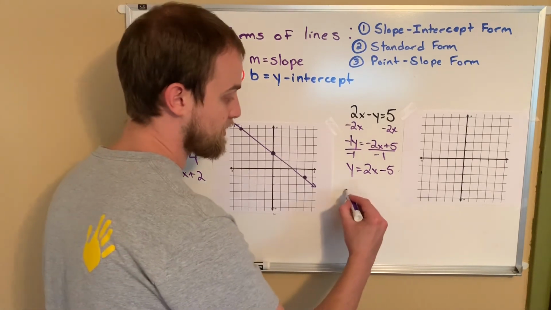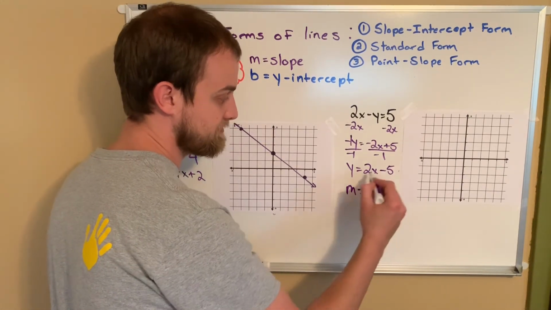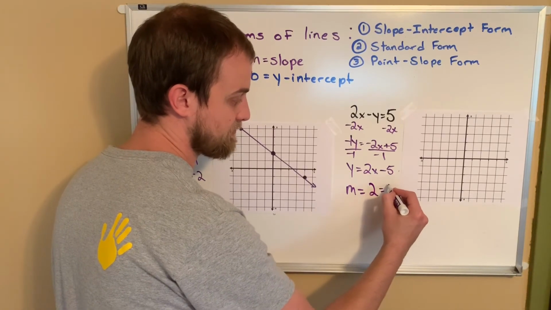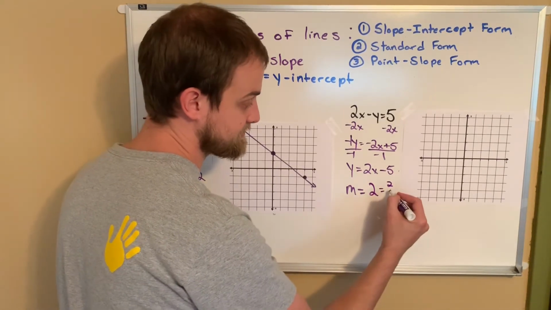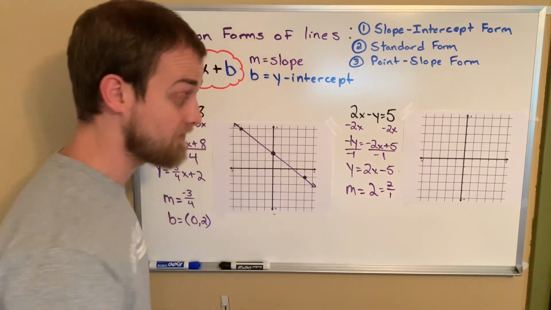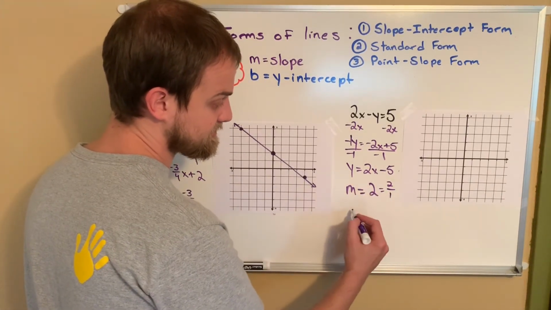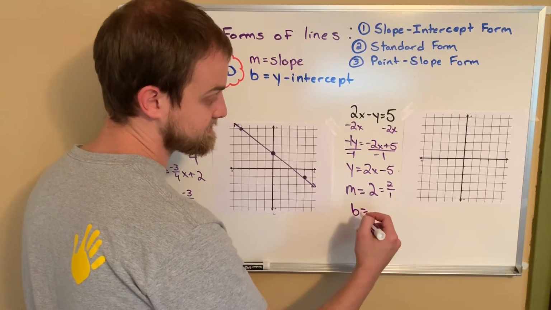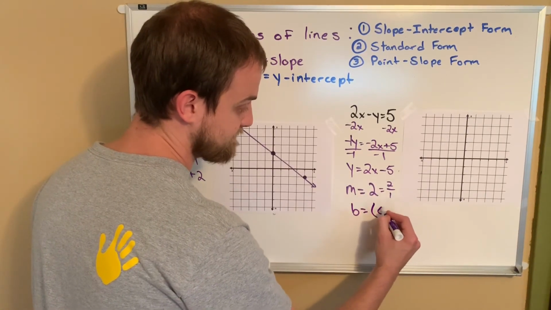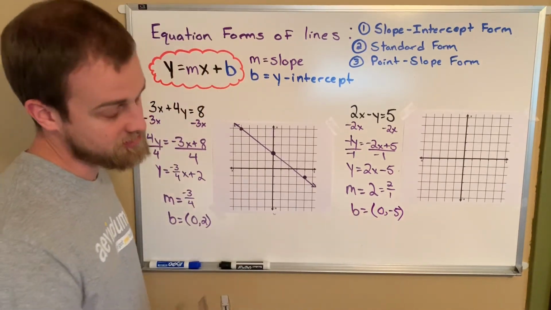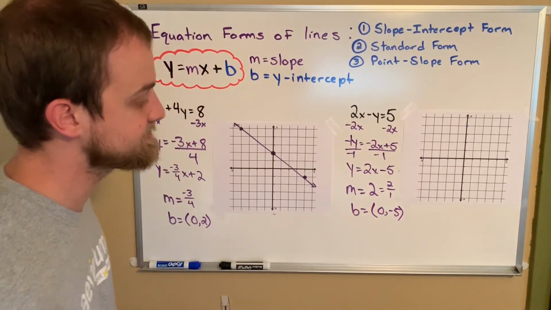We need our slope and our y-intercept. My slope, my number in front of my x, is 2. Again, we're going to need to graph this, so it would be wise to write it as 2 over 1 so that we can see the rise and run. Last but not least, our y-intercept is negative 5. So that means at the location 0, negative 5 is where my graph will start or cross the y-axis.